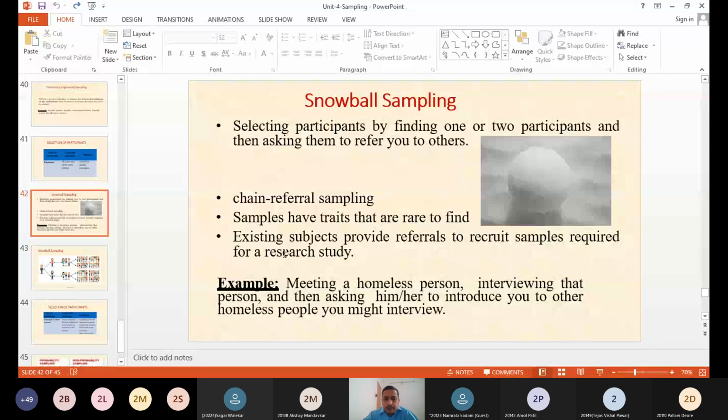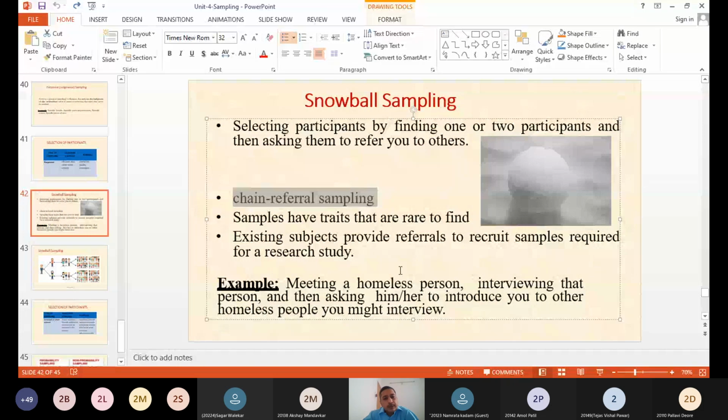This snowball sampling can also be called chain referral sampling, as the researcher contacts one person and the chain starts. The one person will give the contact of another person, that person will give contacts of two or three more people, and those people will give the researcher more contacts, so the chain goes on. So this method, snowball sampling, can also be called chain referral sampling. And the sample has traits that are rare to find.